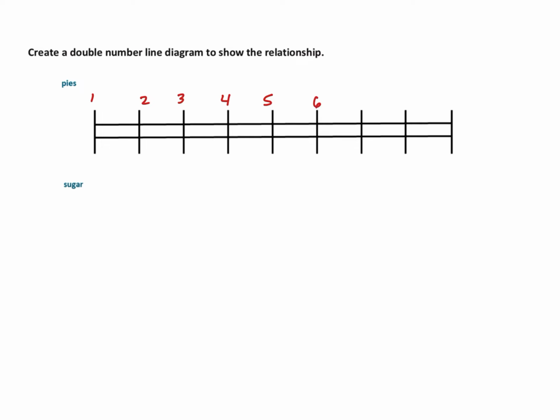So for 1 pie, she needed 3 cups of sugar. For 2 pies, she needed 6. 3 pies, she needed 9. 4 pies, she needed 12. And then you're going to fill in those 2, just like you did on the graph and in the chart.